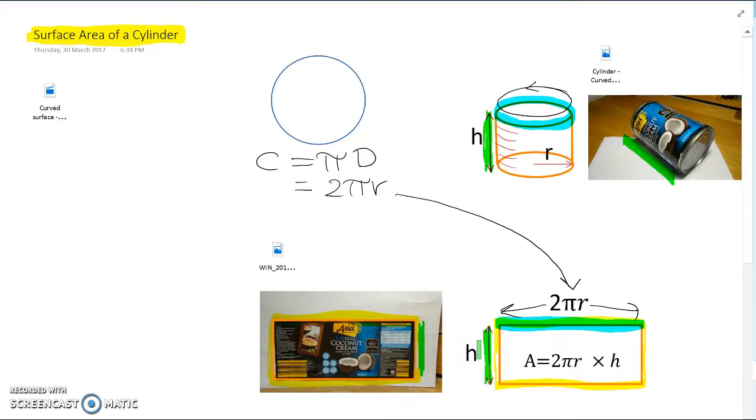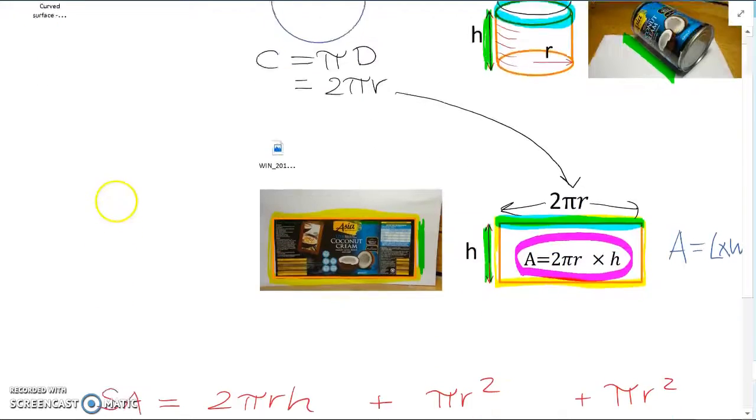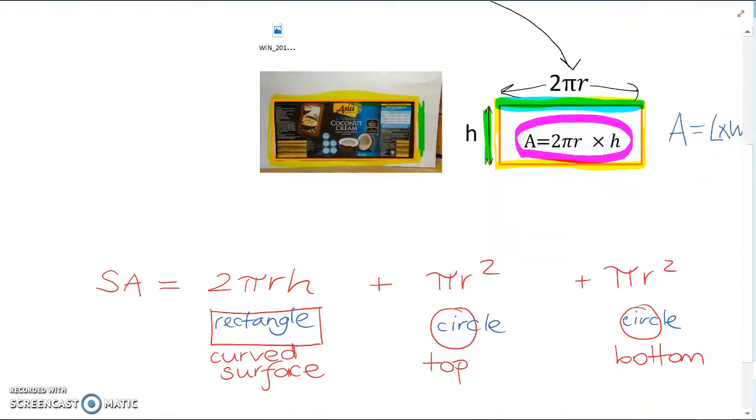So how do you get area of a rectangle? Well, we know area of a rectangle is length times width. So length times width is right here. Here we go. Length times width. 2 pi r times h. So the area of that label, that curved surface, is, here we go, 2 pi rh. So that's the curved surface.